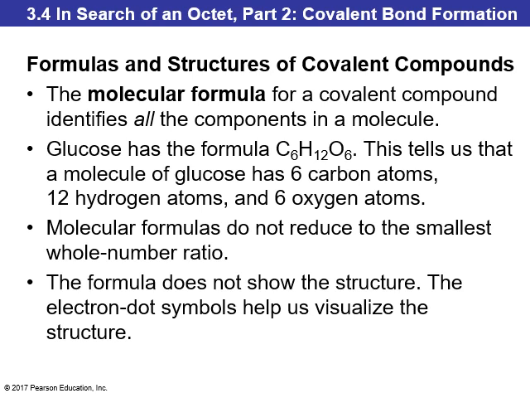There are a few different ways that we can do it. We can give things called the molecular formula, which is really the minimal amount of information. So the molecular formula for a covalent compound identifies all the components, meaning the atoms, in a molecule. So for example, glucose has a formula C6H12O6, and that tells us we have 6 carbon atoms, 12 hydrogen atoms, and 6 oxygen atoms. If you notice, we haven't reduced this to the smallest whole number ratio. You could reduce this to CH2O, but we're not going to do that because an individual molecule of glucose has 6 carbon atoms. So we're not going to try to numerically reduce that formula.